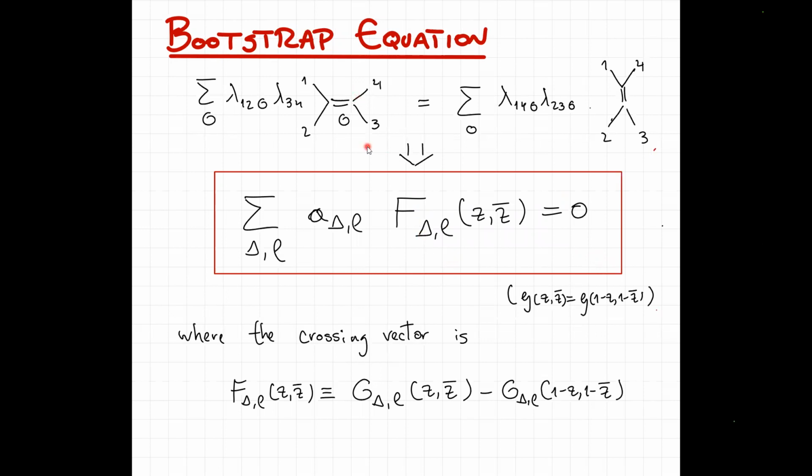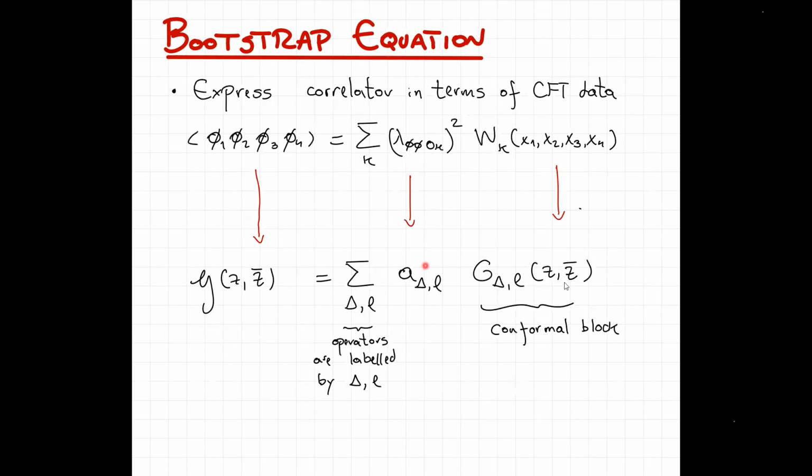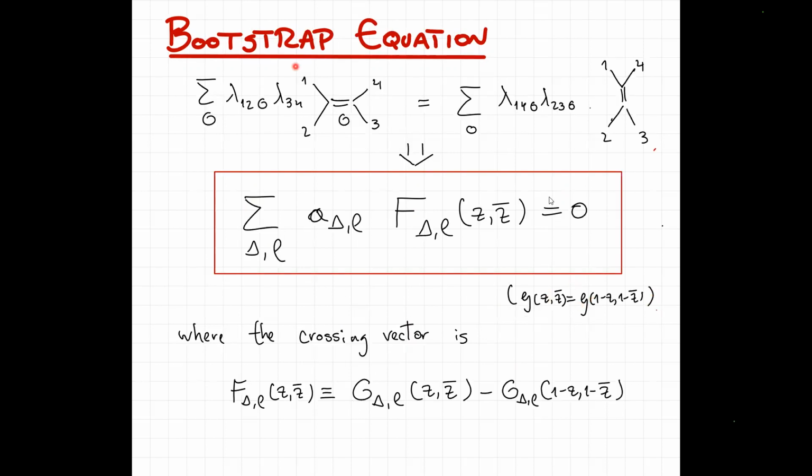Okay, so we can finally translate our picture into a rigorous equation. This identity becomes the following equation. This is our first example of a bootstrap equation. This equation is simply demanding crossing symmetry on G, and using the OPE. So what is F? F is simply the difference of the conformal blocks with z and 1 minus z. We just take this expression, we use this identity, and we arrive at this equation.